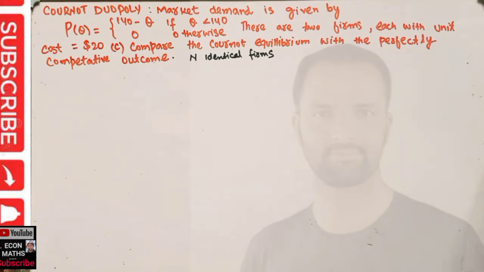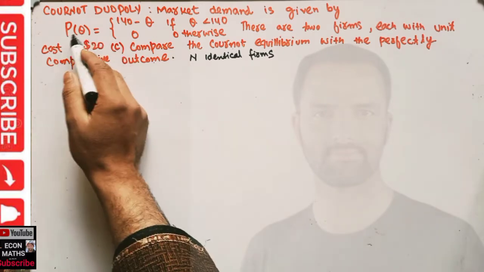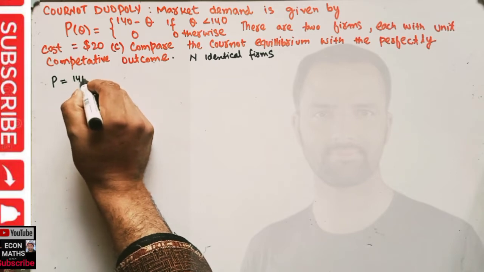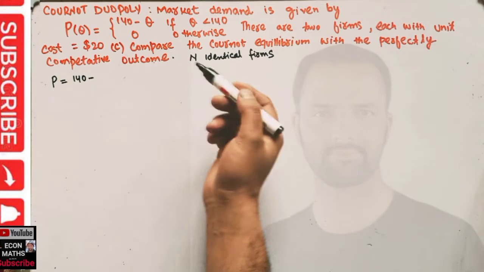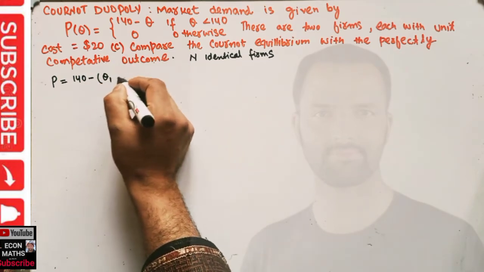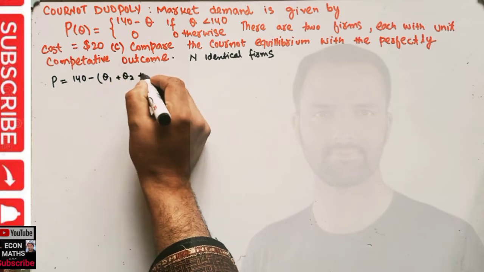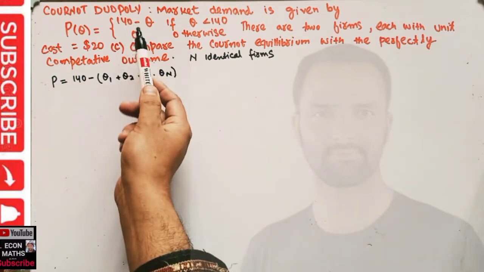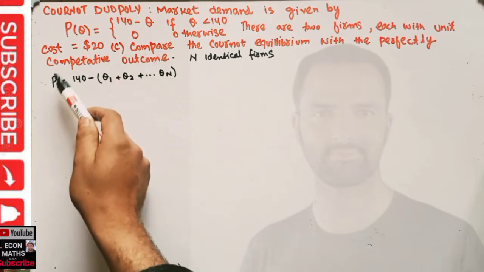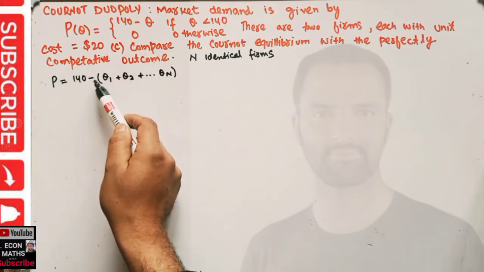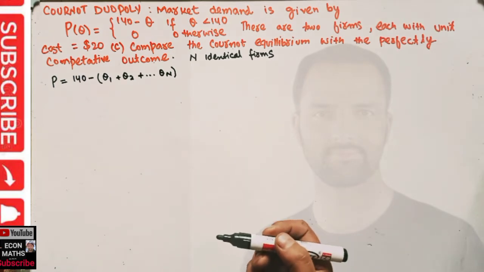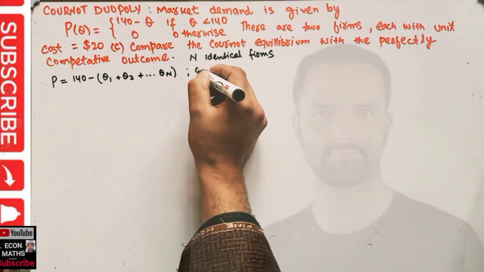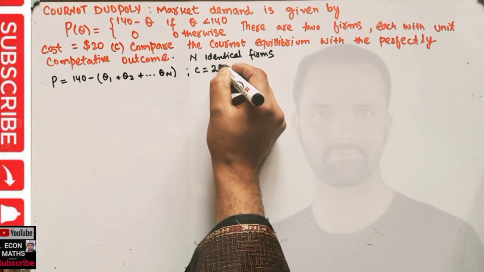Then what will happen to the price? What will this price function become? The inverse demand function will become P equals 140 minus, so in place of Q we have n number of firms, I can write it like this: Q1 plus Q2 plus so on up to Qn. This is the inverse demand function. If we were having only two firms, as we have shown in the earlier video, then this demand function would have become P is equal to 140 minus Q1 plus Q2. Also we are given that marginal cost is 20.